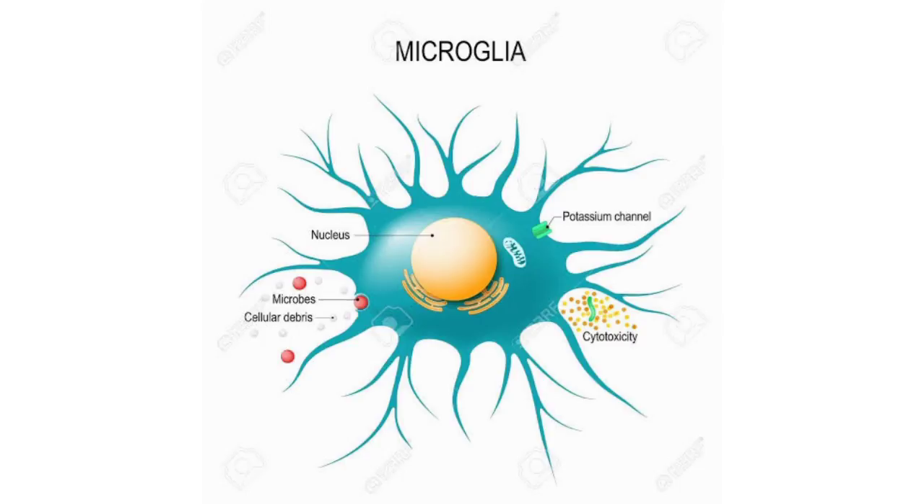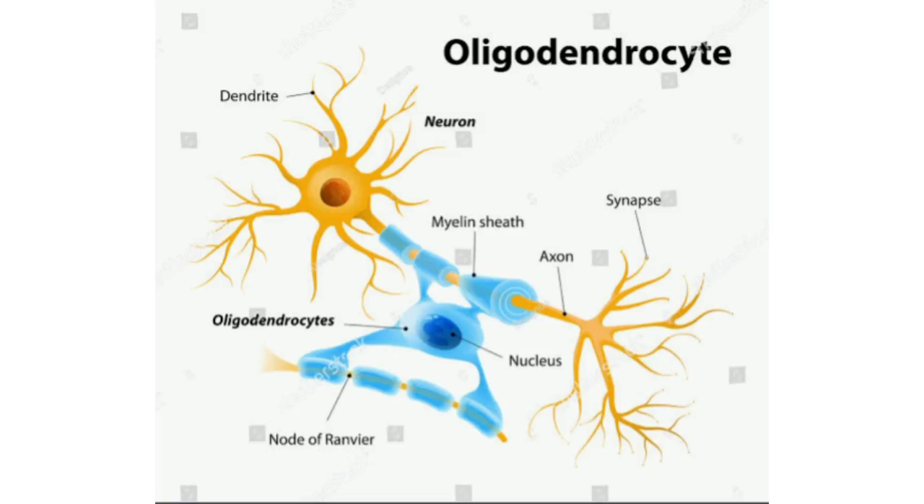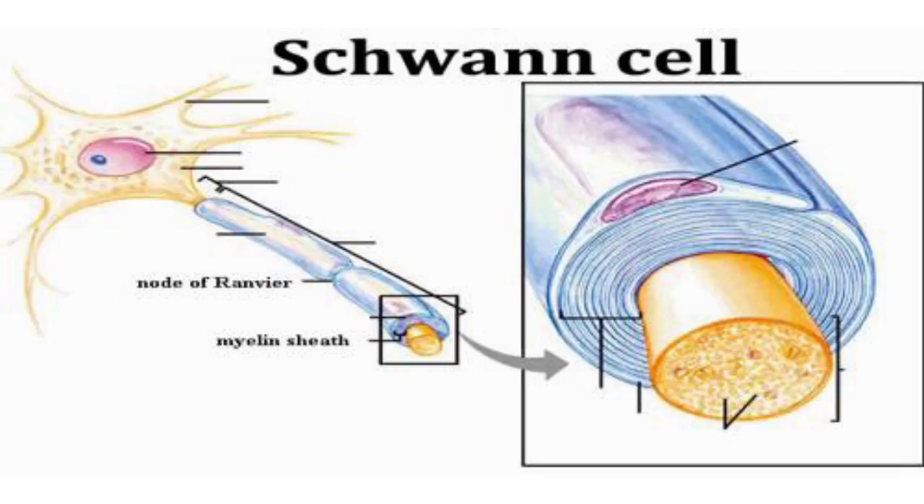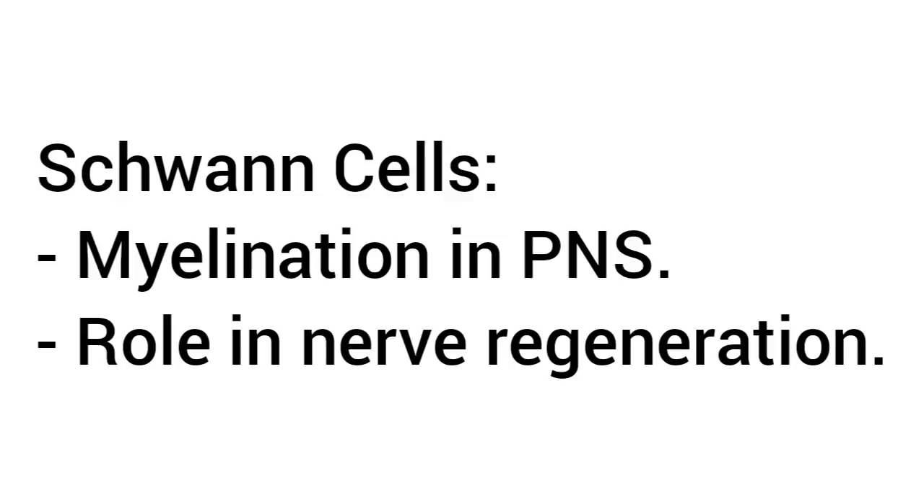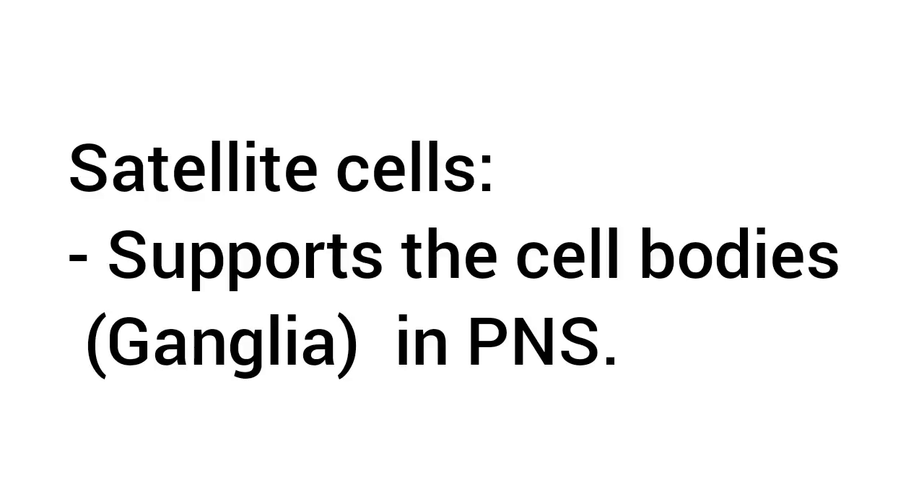Now microglial cells. These are macrophages of the CNS. They help in phagocytosis of debris and infectious microorganisms. Next is oligodendrocytes. They help in myelination in the central nervous system, and it also provides support to the neurons. Now peripheral neuroglial cells. First is Schwann cells. It also helps in myelination in the peripheral nervous system. It plays an important role in nerve regeneration. Now satellite cells. It helps in supportive function of the neurons in the peripheral nervous system.